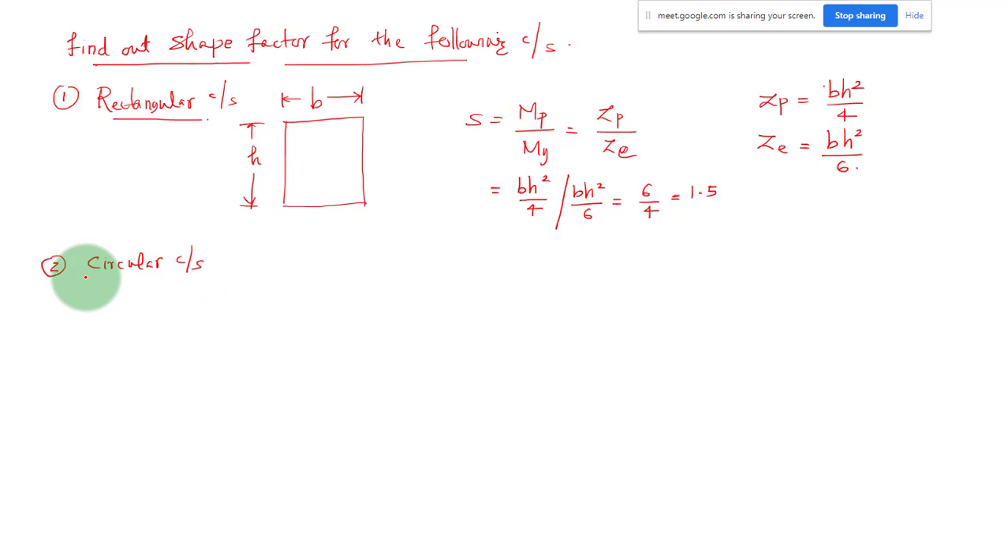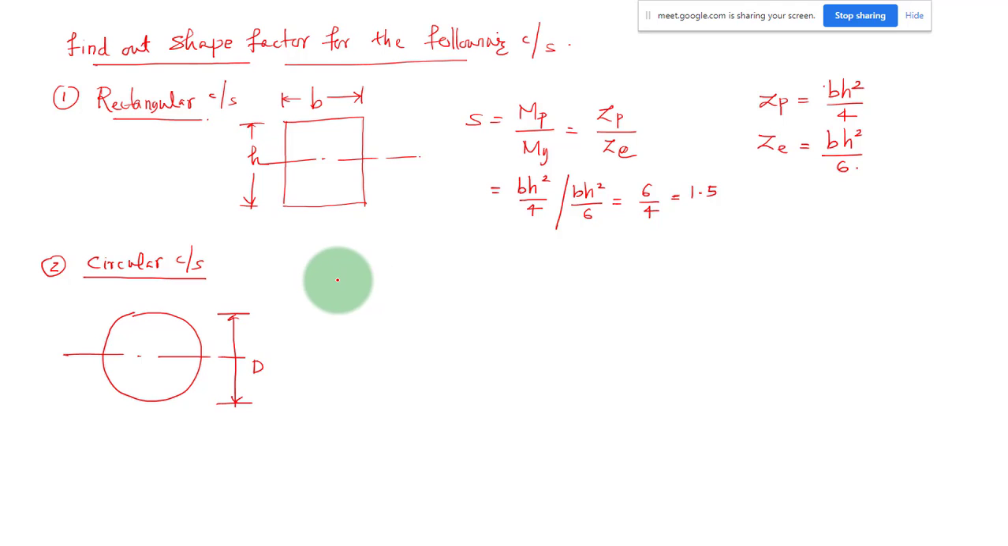Circular cross section. So let us take a circular section of diameter D. My plastic section modulus we have done already. It was d cube by 6. Anyway, we are in the beginning, so you have to just practice all those things. After that you will remember all those equations, because that will help you to save some time in your exam. Zp is equal to d cube by 6, and the elastic section modulus.